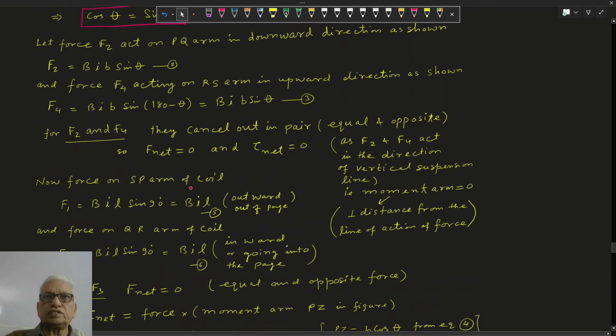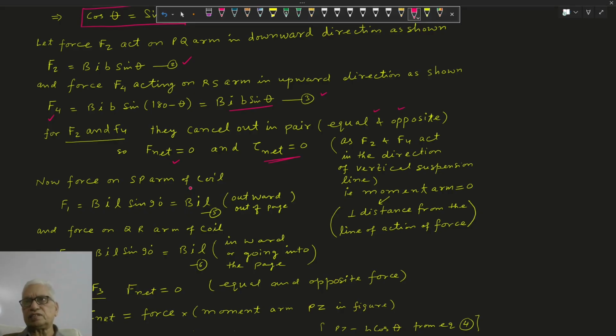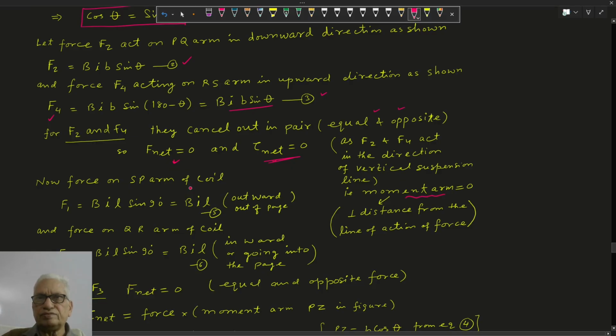Now here force F2 will be BIb sin theta and F4 will be BIb sin 180 minus theta, which is equal to sin theta. So in equation 2 and equation 3, F2 and F4 are equal and opposite. They are cancelling out in pair. So net force is 0, net torque is also 0. What about F2 and F4? They act in the same direction along the vertical suspension line. So the perpendicular distance is 0, meaning the moment arm is 0, so no torque will act, and no force either. So no linear motion, no rotatory motion.